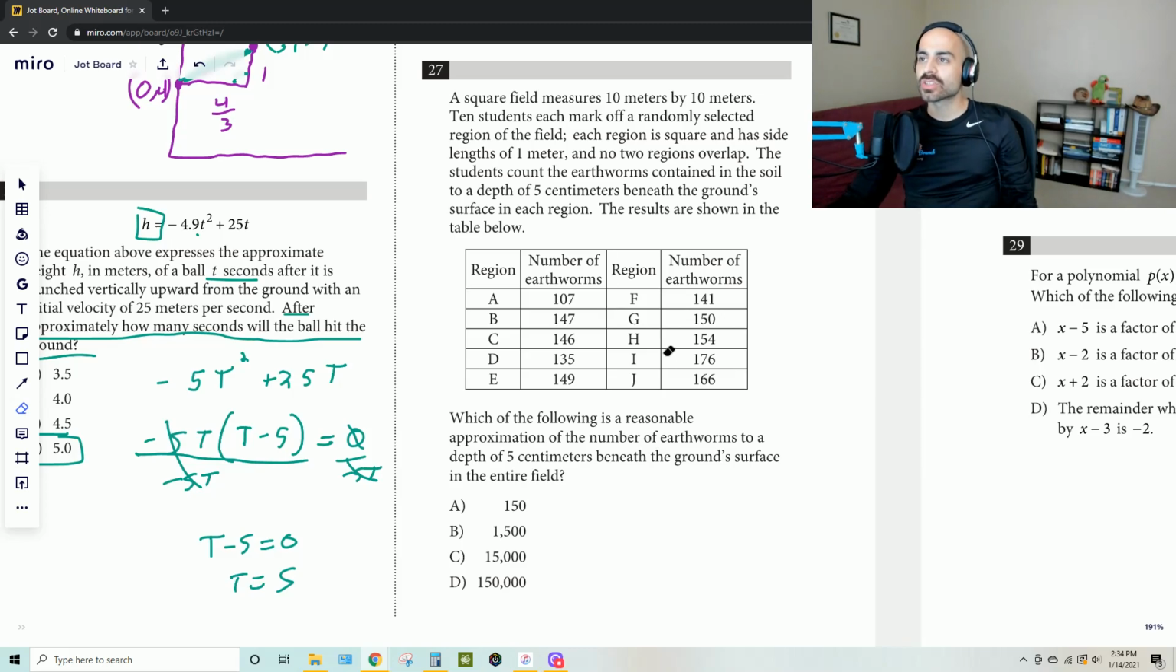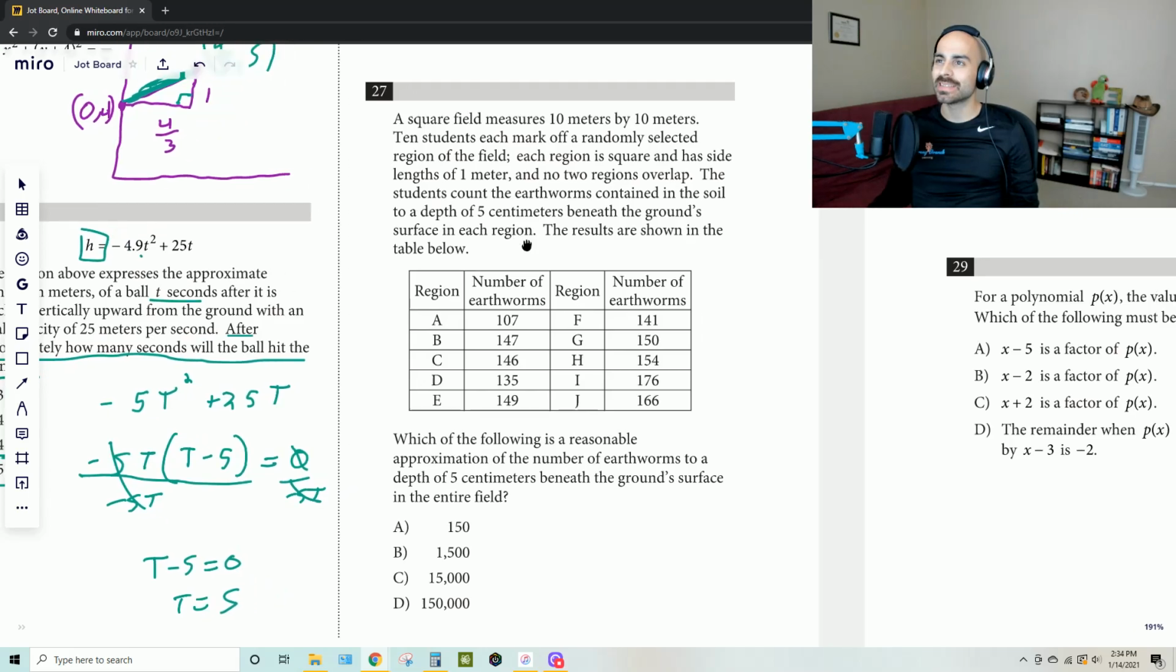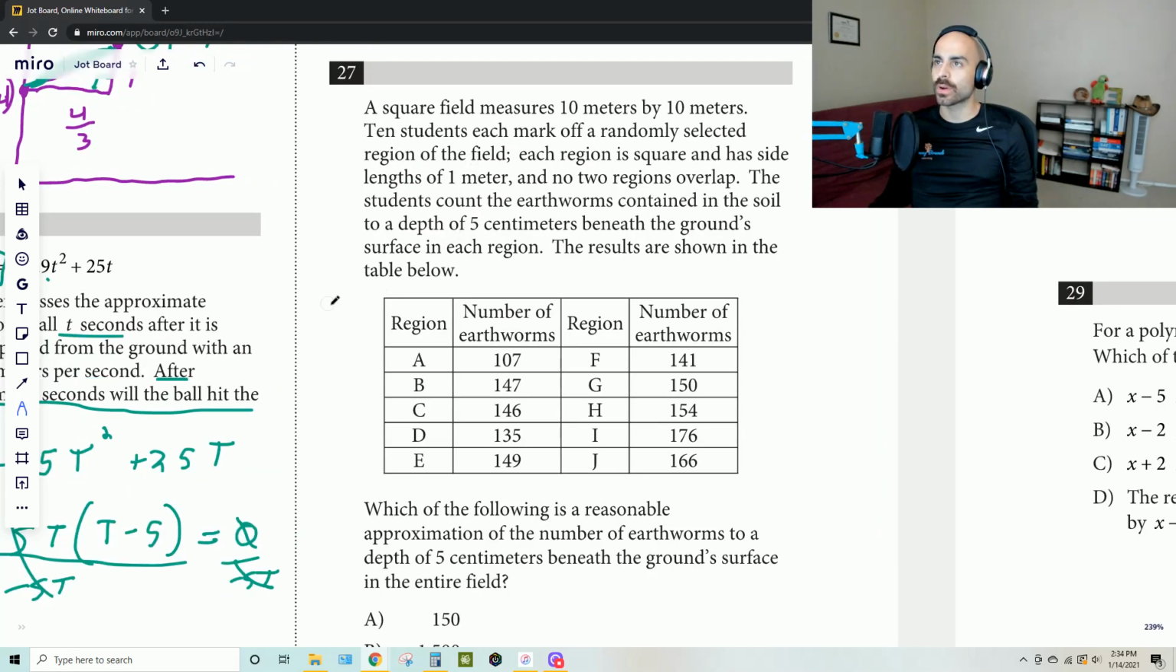All right, there's a lot of small details that make this particular problem difficult. All in all, though, it's not that difficult of a question, but let's go through it.